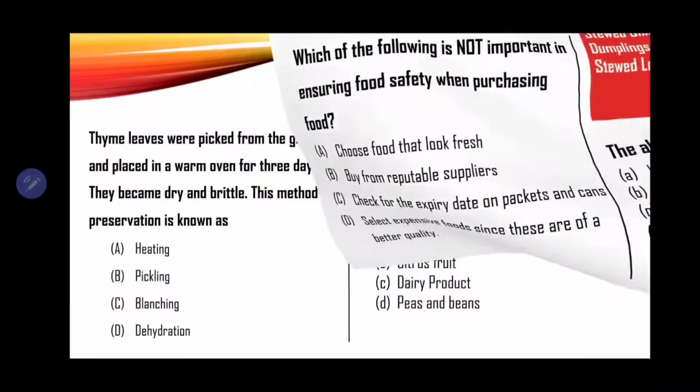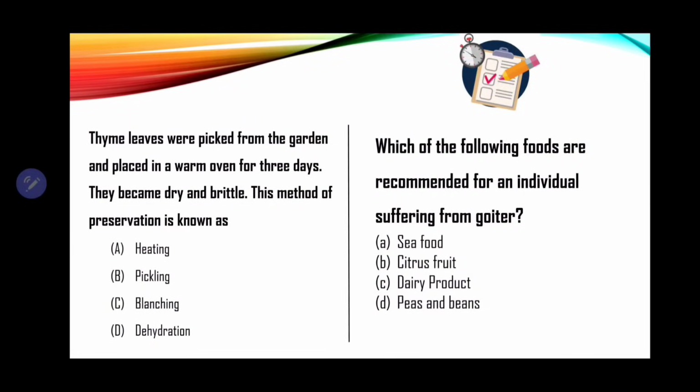Next question. Thyme leaves were picked from the garden and placed in a warm oven for 3 days. They became dry and brittle. This method of preservation is known as A, heating, B, pickling, C, blanching, and D, dehydration. Now the correct answer here is, awesome, D. Dehydration. Next question.